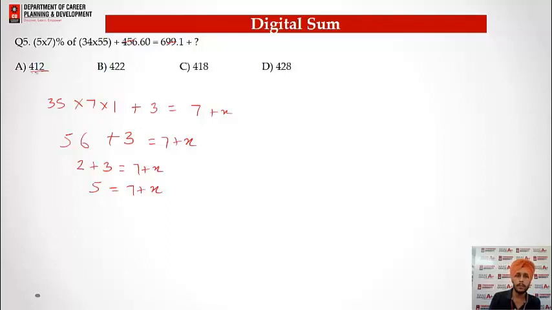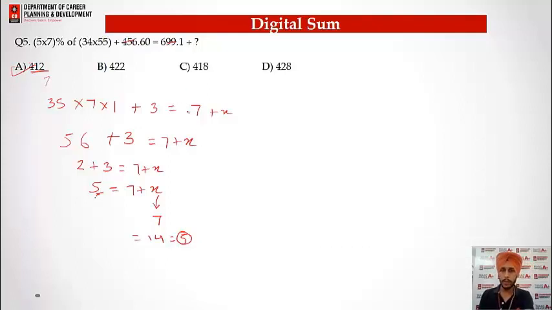So let's check our option, that is 412. So the digital sum of 412 will be 4 plus 1, 5 plus 2, that is 7. So let's put 7 here. 7 plus 7 is equal to 14, and the digital sum will be 5. But we need, that is also 5. So our correct answer will be 412.